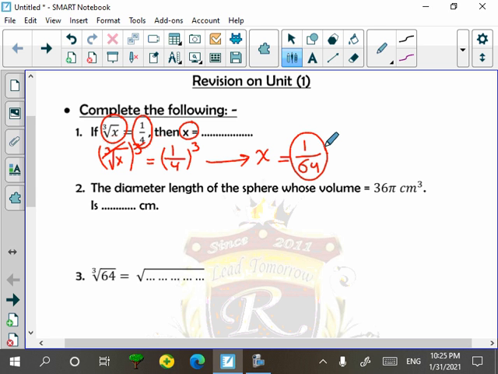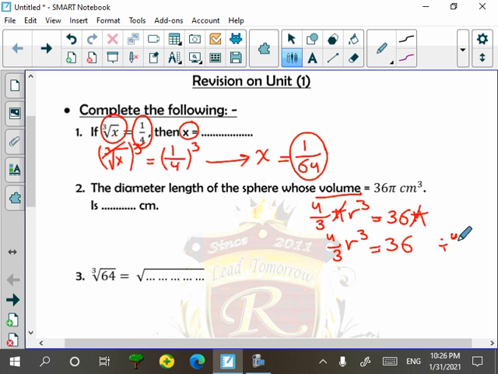Number 2, the diameter length of a sphere whose volume equals 36 pi centimeter power 3 is... okay, the volume of a sphere equals 4 over 3 pi r power 3 equals 36 pi. By cancelling pi with pi, then 4 over 3 r power 3 equals 36. By dividing both sides by 4 over 3, then r power 3 equals 36 divided by 4 over 3, which equals 27. Then by taking the cubic root for both sides, r power 3 becomes r, and the cubic root of 27 equals 3.